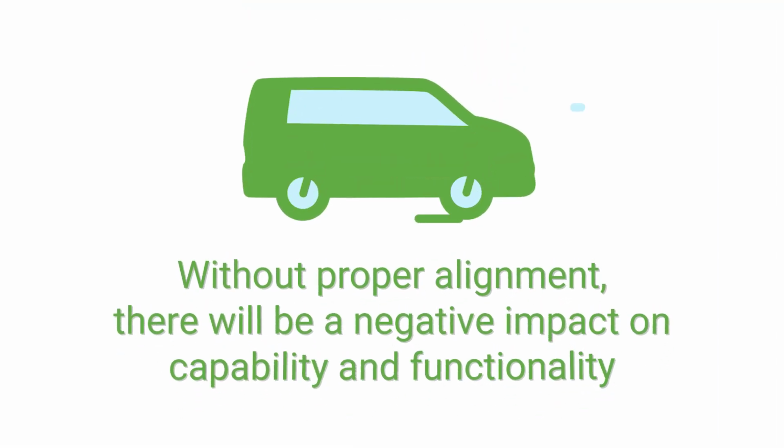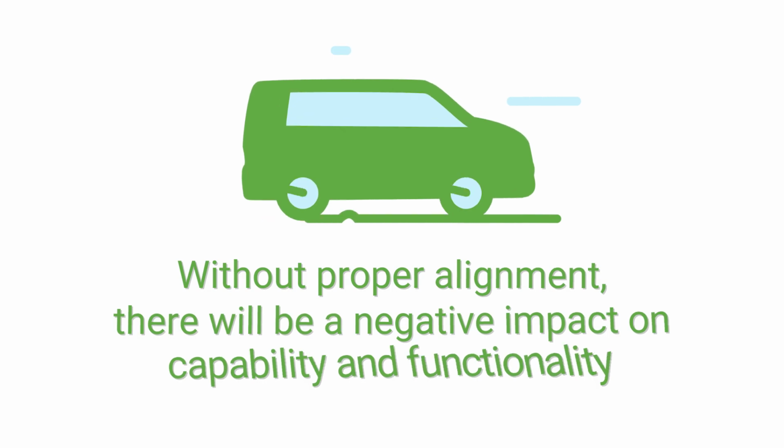Without proper alignment, there will be a negative impact on capability and functionality. The car may pull in one direction, the brakes may no longer perform correctly, and the tires will wear unevenly. Each of these will contribute to increased fuel consumption and safety hazards. Simply put, a vehicle is not operating at its best when the wheels are not properly aligned.